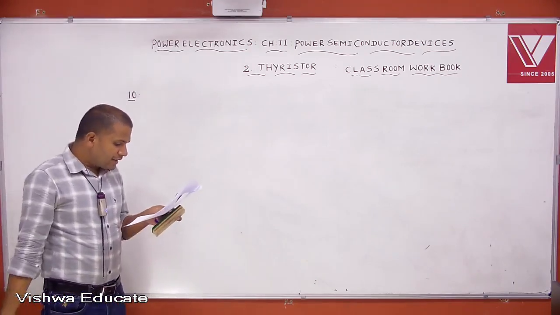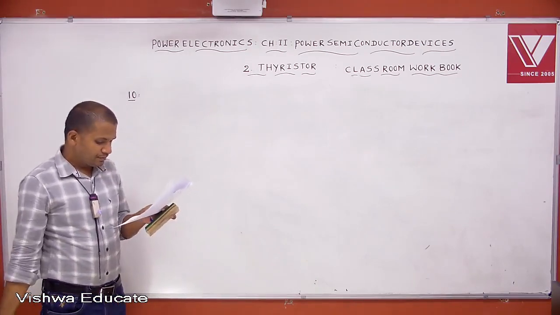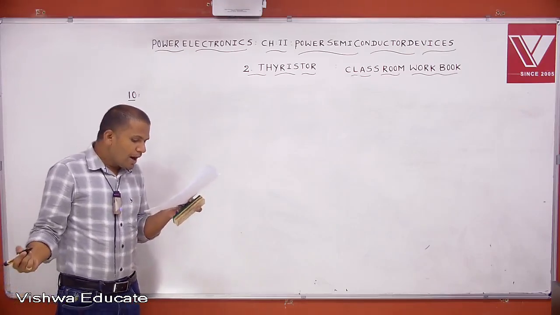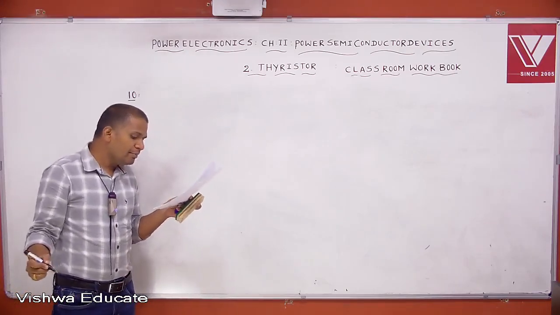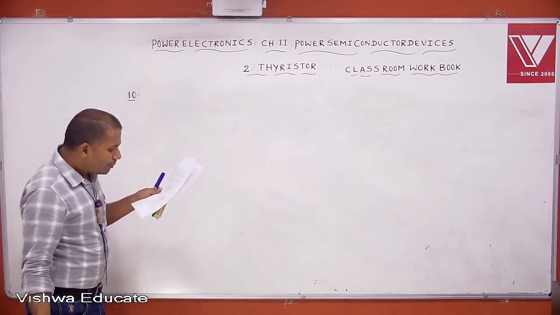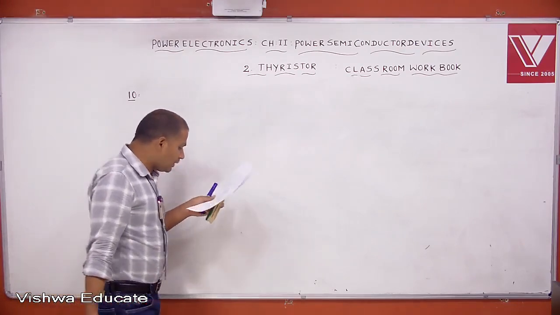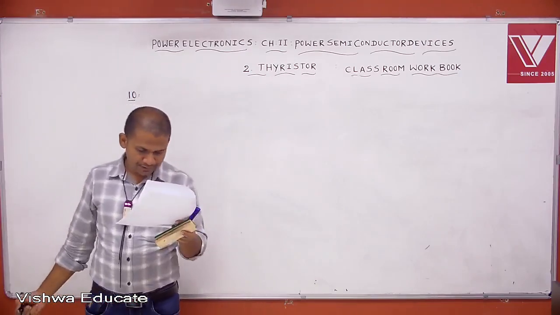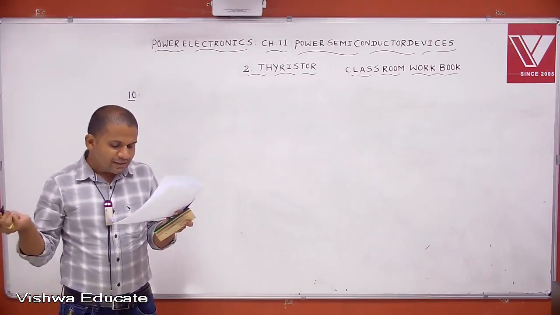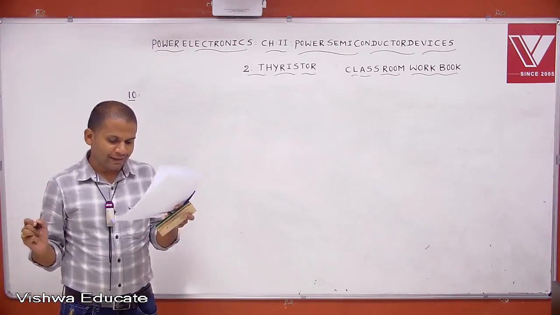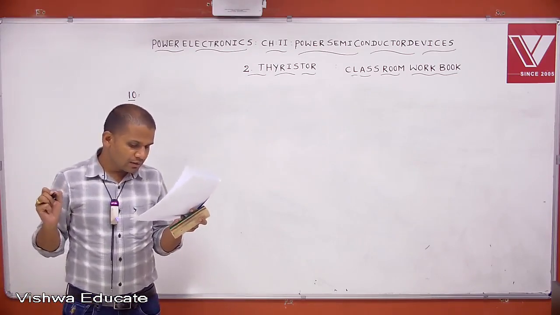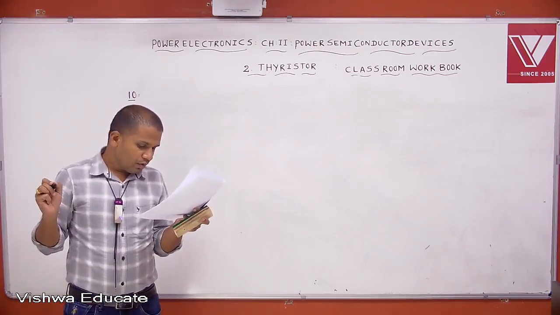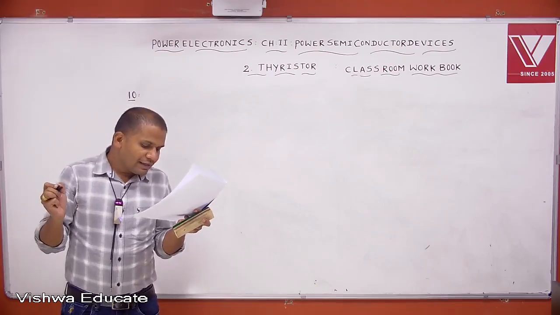A thyristor data sheet gives 1.5 volts and 100 milliamperes as the minimum value of gate trigger voltage and gate trigger current respectively. A resistor of 20 ohms is connected across gate cathode terminals.